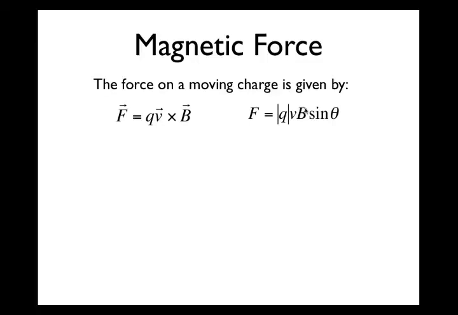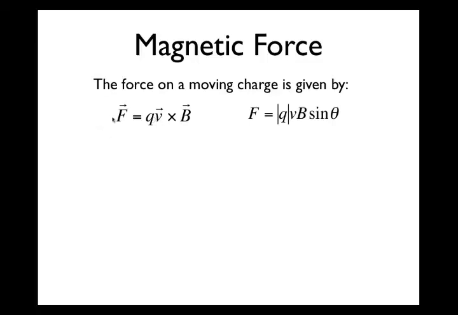If the velocity and the magnetic field happen to be in the same direction as each other or 180 degrees different, the sine of 0 or the sine of 180 degrees is 0, and so we get no force in those situations. And obviously if the angle is somewhere in between there, we get intermediate amounts of force. So if you are familiar with how to do vector cross products and have used that in the past, feel free to use that way.